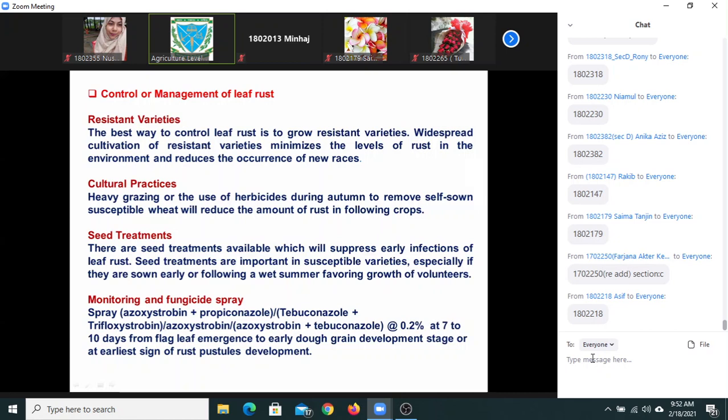So resistant varieties are the best way to manage the disease. In addition, you can avoid the grasses by using herbicides. Seed treatment is sometimes helpful, and monitoring and a fungicide spray schedule are very important. So you have to monitor your plants, and if you see one or a few plants are infected, you need to start the spray of fungicides containing this type of things.